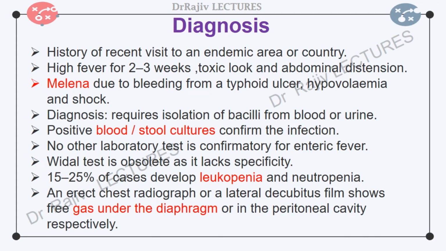Blood and stool cultures confirm the type of infection. Combining blood and urine cultures achieves a sensitivity of 82% and a specificity of 100%. Bone marrow culture is more than 80% sensitive. Unlike that of blood culture, bone marrow culture sensitivity is not reduced by up to 5 days of prior antibiotic therapy. Other than a positive culture, no laboratory test is confirmatory for enteric fever.